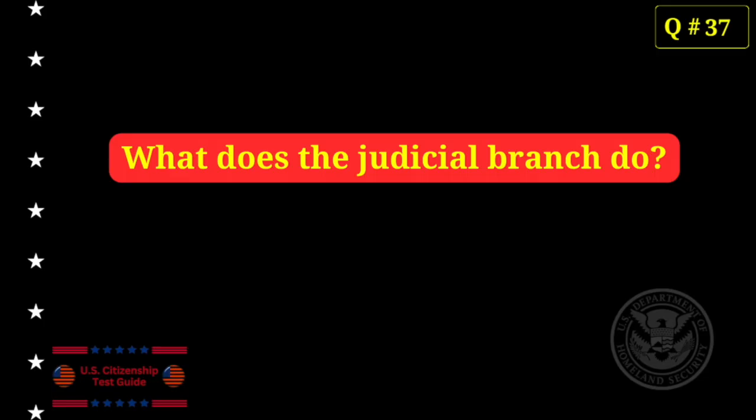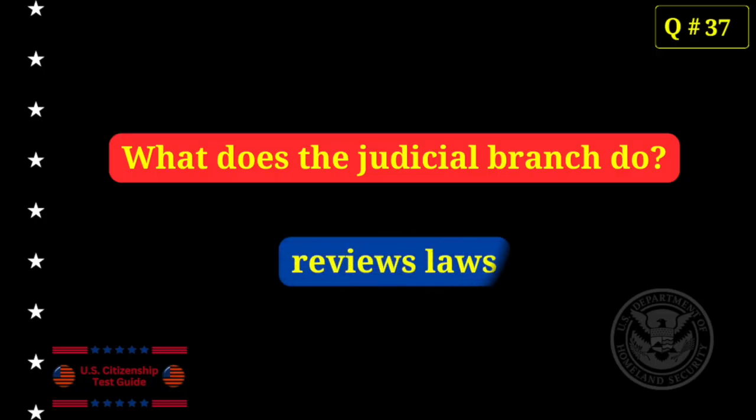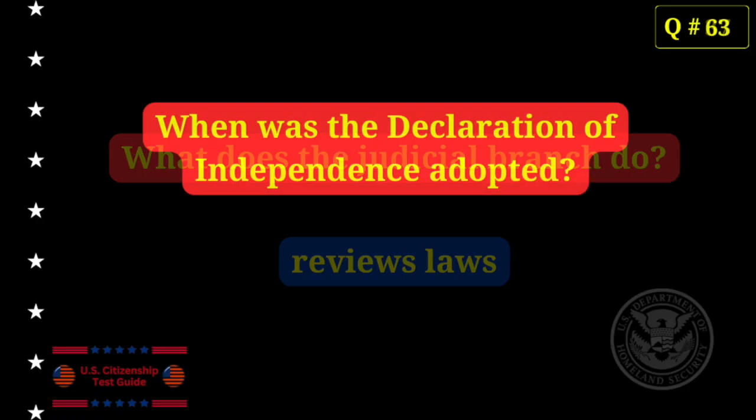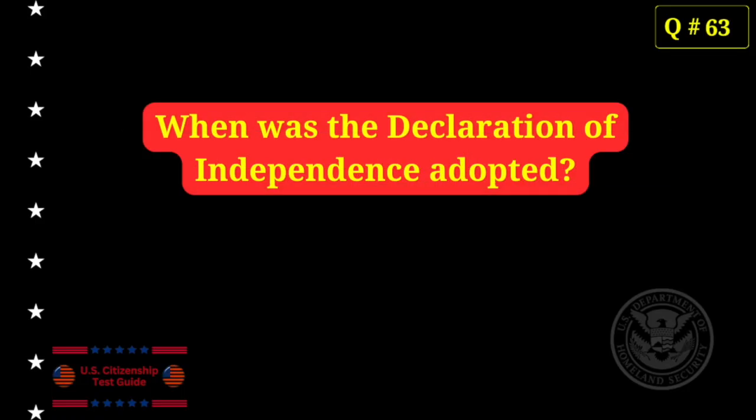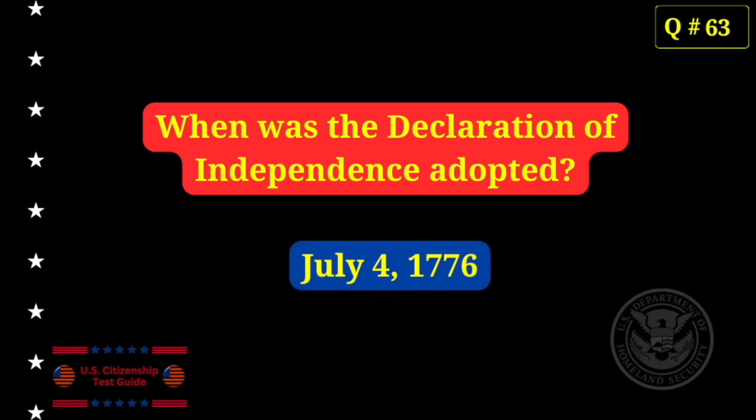What does the judicial branch do? Reviews laws. When was the Declaration of Independence adopted? July 4, 1776.